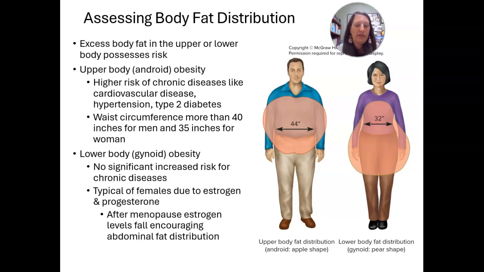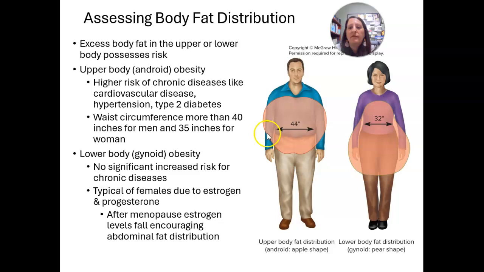And now we're going to talk about body fat distribution. So this is the third thing that we need to take into account. Excess body fat in the upper or lower portion of the body is going to pose risk. Upper body, if you have an apple-shaped body, right? Upper body fat distribution is also called android, and it's shown here in this picture. Just because it's a male, that doesn't really mean anything, right? Males or females can display this type of obesity.